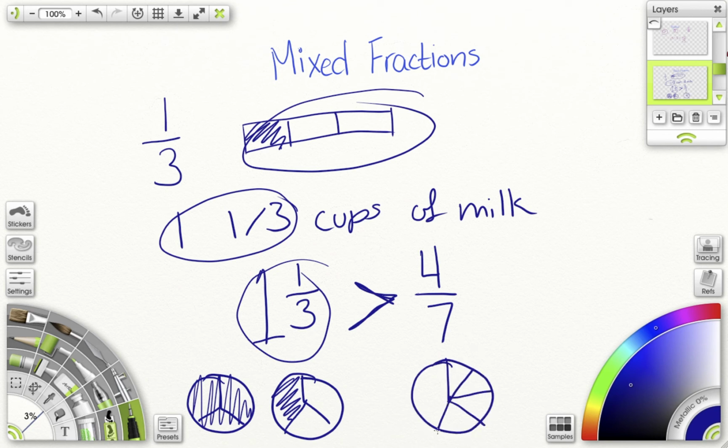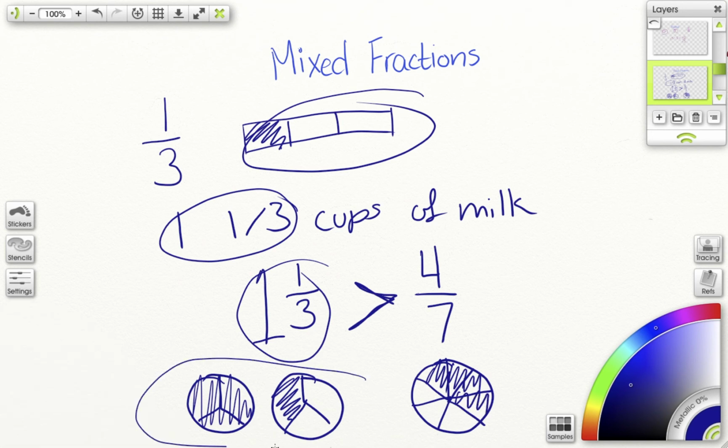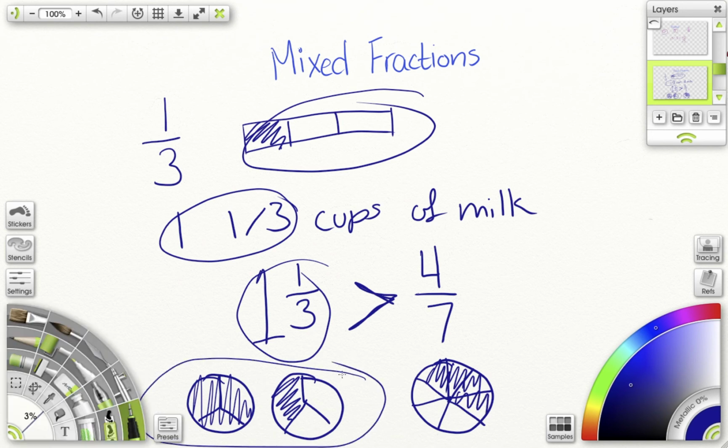Let's see if I can do this. 5, 6, 7. And I ate 4 slices of this one. So you can see there's a lot more pizza with this fraction than it is with the other one. So a mixed number will always be greater than a regular fraction that has a smaller top number than a bottom number.